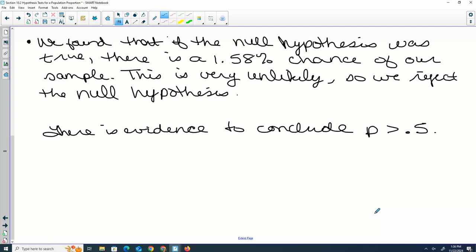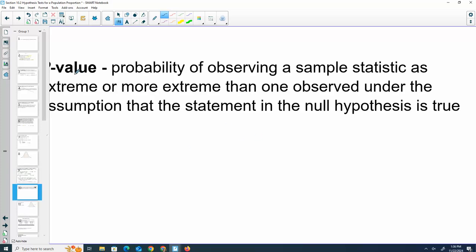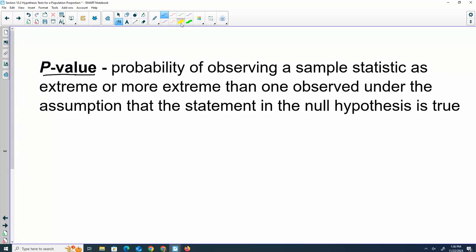Or H1. Right, the alternative hypothesis. Any questions then? So, in general, if I say find the p-value, I'm just asking you to find the probability that it happens if the null hypothesis is true. So that's what we found. Our p-value is 0.0158. It's a 1.58% chance that it happens if the null hypothesis is true.